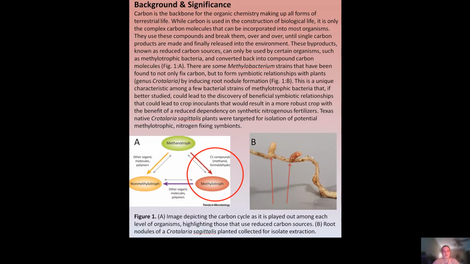However, it was discovered that there is a particular type of bacteria, a methylotrophic bacteria, that can utilize these reduced carbon sources, as well as fix atmospheric nitrogen and induce nodule formation on its host plants. These were originally isolated from a Crotalaria species, and so this sparked the interest in searching for Texas native Crotalaria plants that might have a similar type of bacteria with the same system going on that could then be utilized for Texas native farmers to use for their Crotalaria juncea crops.